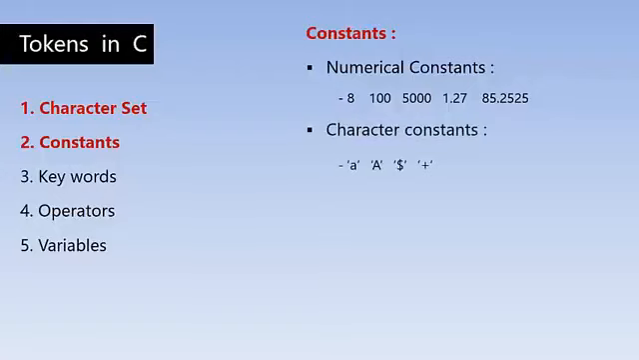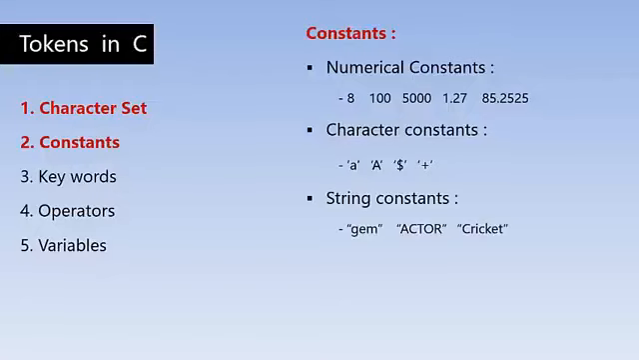And we also have the character constants. Capital A is a constant, the dollar symbol is a constant, plus is a constant. That means they have a fixed value, a fixed name. They're not going to change their values or names anywhere in the program.